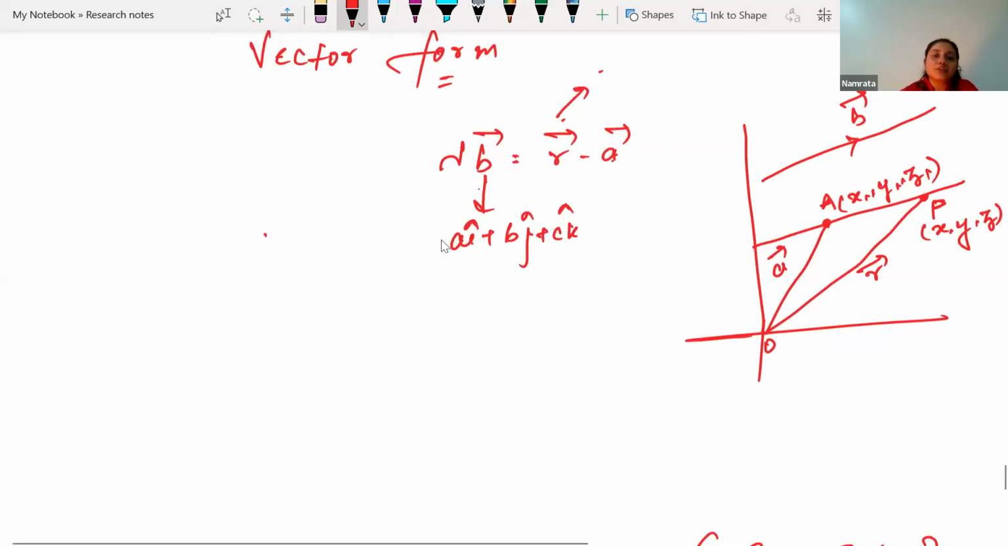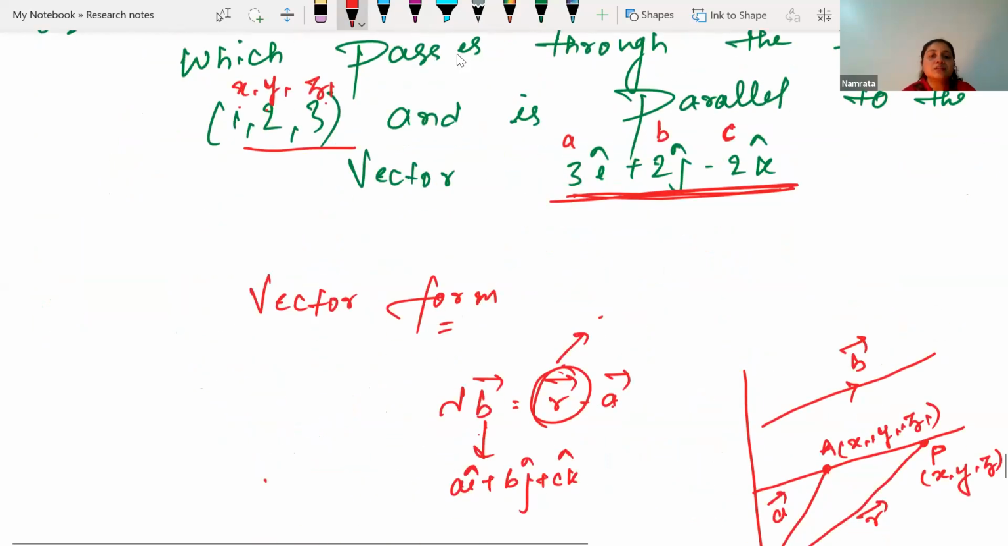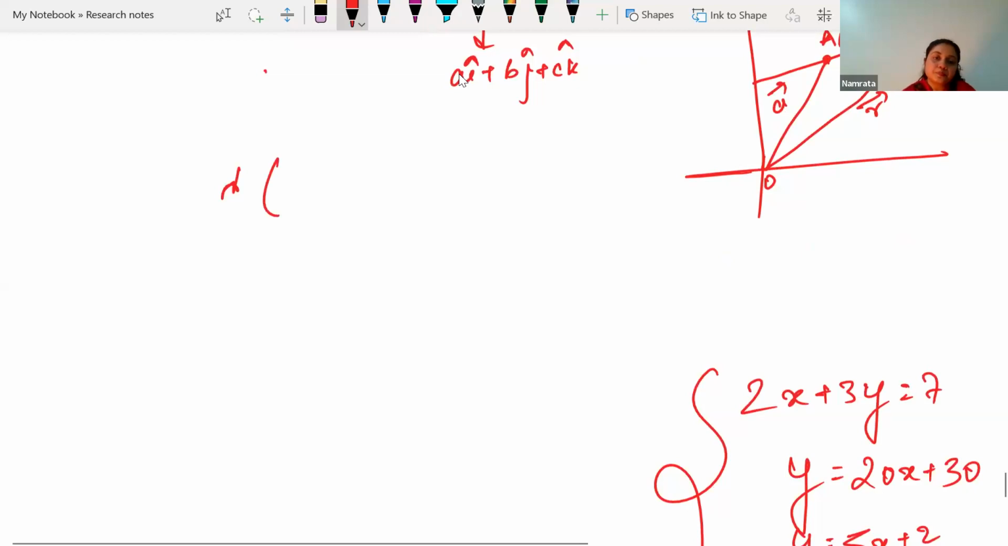Here, whenever we find the equation of a line in vector form, it will always have r. So let's keep r as it is. We have lambda b, ai plus bj plus ck, which is already given as 3i plus 2j minus 2k. Let's substitute it.